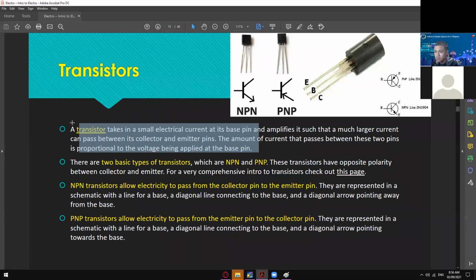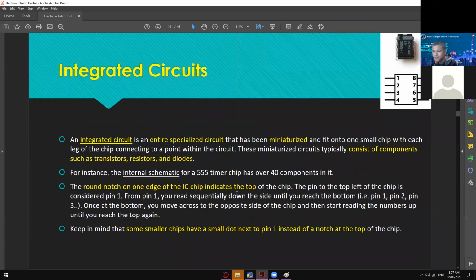Okay, so this one is used for amplifiers. So the next one is integrated circuits, or ICs. This one is very straightforward. It is a miniaturized component. As you can see, this is one single component, but it consists of a lot of components like transistors, resistors, and then diodes. One good example of this one is the 555 timer.